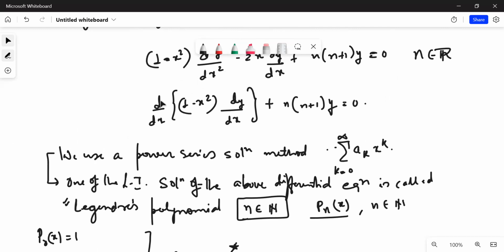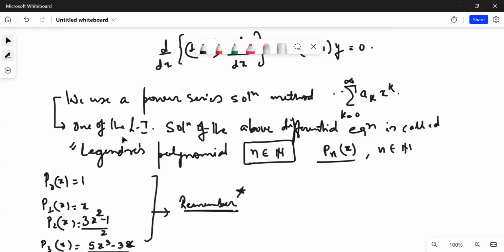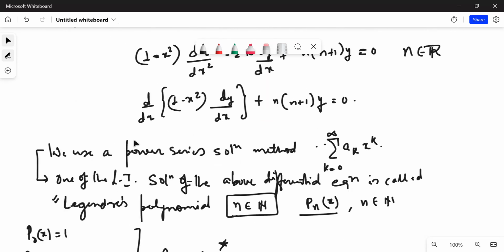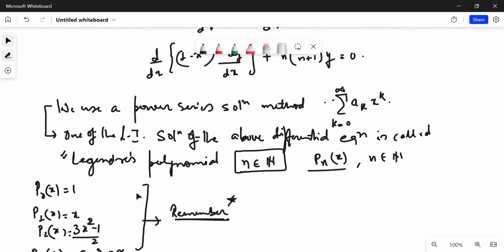Probably I may derive it in one of the recorded lectures and post it. However, the derivation is not that important. The importance lies in the solution. If this is the differential equation, one of the convergent solutions to this, and one of the solutions which is of physical significance, exists only if n belongs to the natural numbers. And these solutions are called Legendre's polynomials.